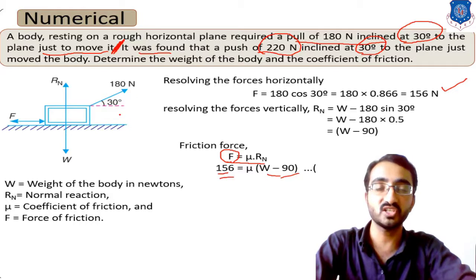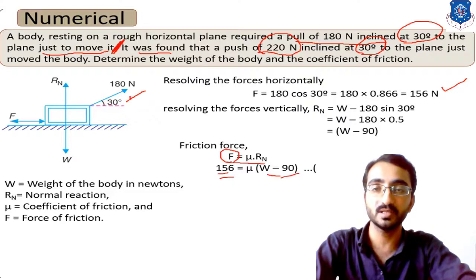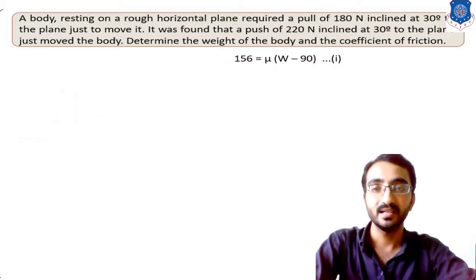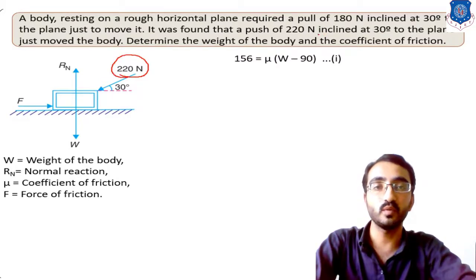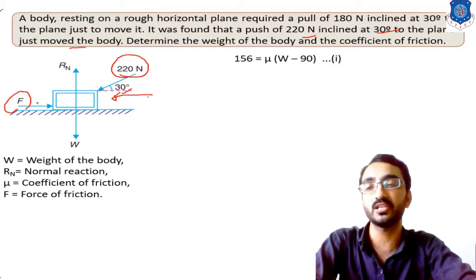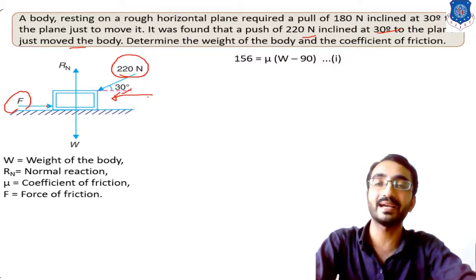Okay, so now we have to sketch another diagram in which we have to apply a push force. Over here it is a pull nature of force. Okay, so if we apply a push force which is acting at 30 degrees to the plane, what will happen in that case? Let's consider like this. In that case the 220 Newton force, when it is applied at 30 degrees to the plane, the body will just move. Okay, so now over here when the force is applied in the negative x direction, then the frictional force will be applied in the opposite direction, or we can say it will be in the positive x direction.